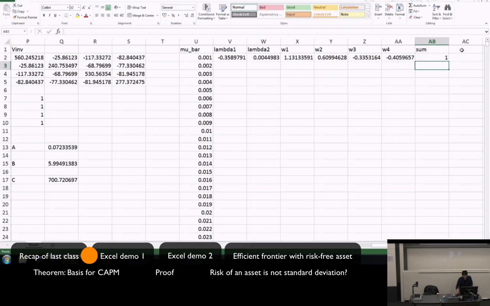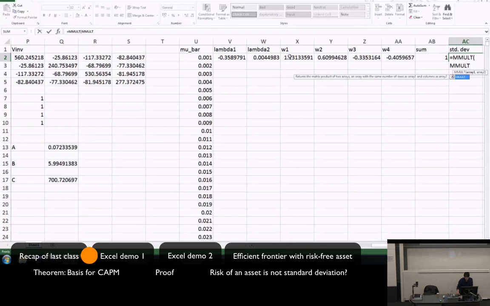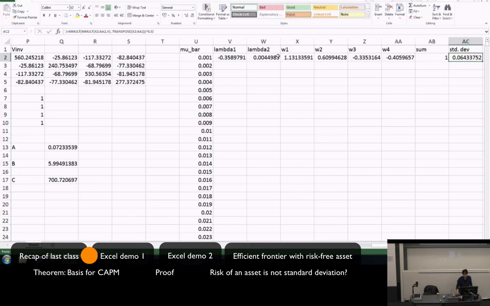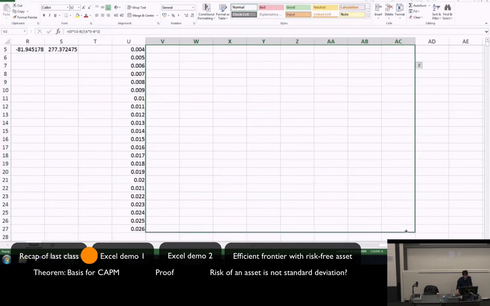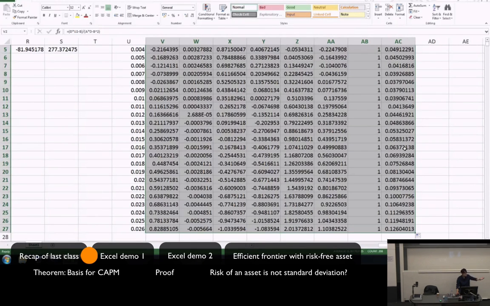Okay. And then once we have portfolio weights, we can compute the risk of this portfolio using our usual risk formula. So the standard deviation of this portfolio is portfolio weights times variance covariance matrix times portfolio weights again. And we take square root, Control Shift Enter. This is the standard deviation of this optimal portfolio. And we solve this problem for a variety of mu bar, because the minimal acceptable expected return depends on the investor.